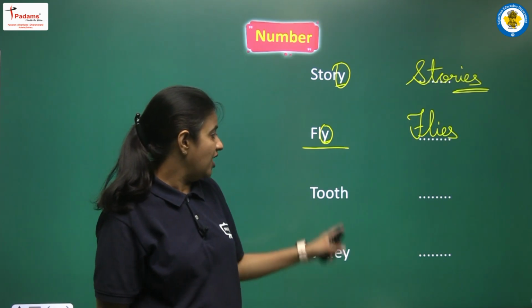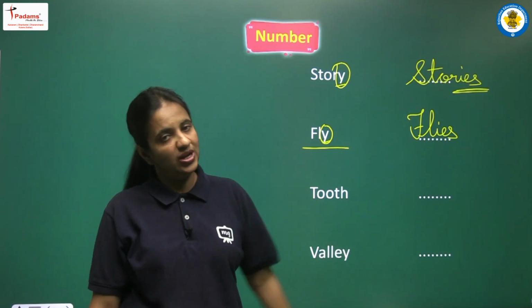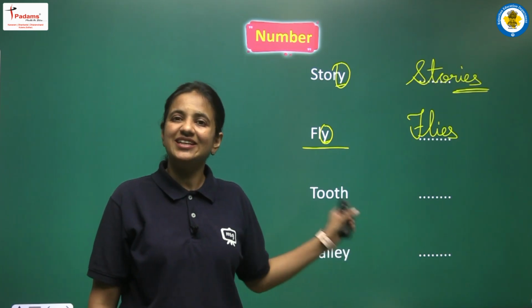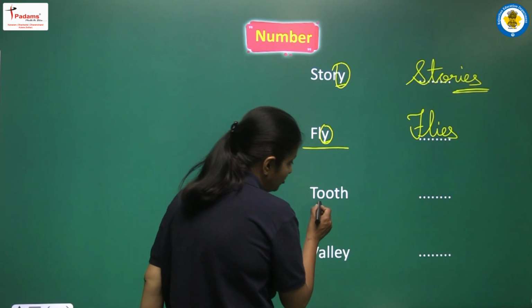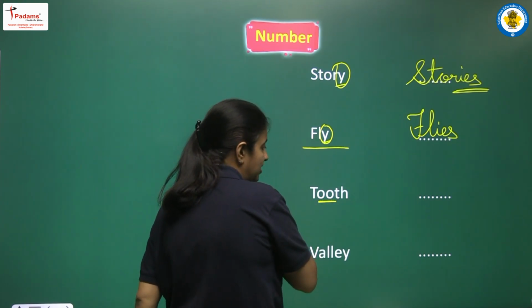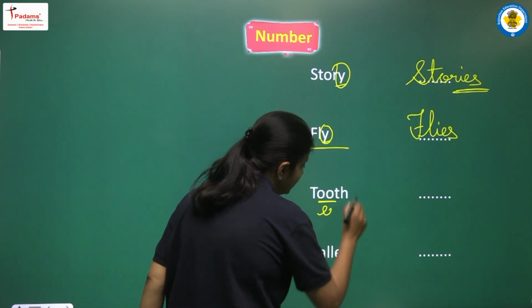The next noun we are having is tooth, that is a singular one. So yes, we have seen this word in the list of irregular nouns. So we have seen that we have to replace these vowels, double O, with double E, right?